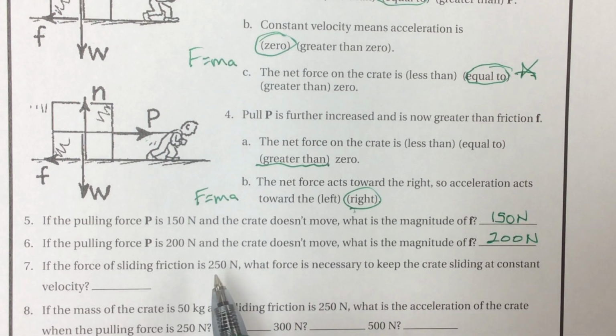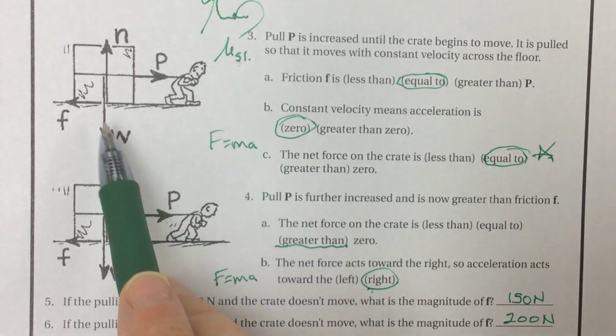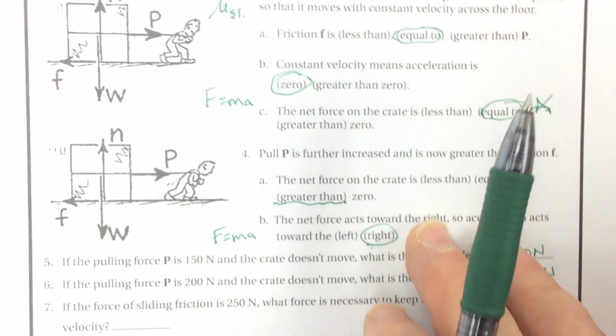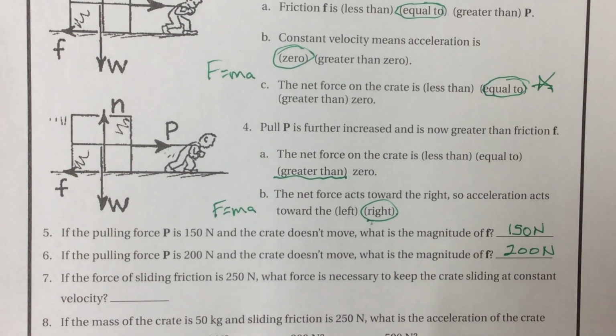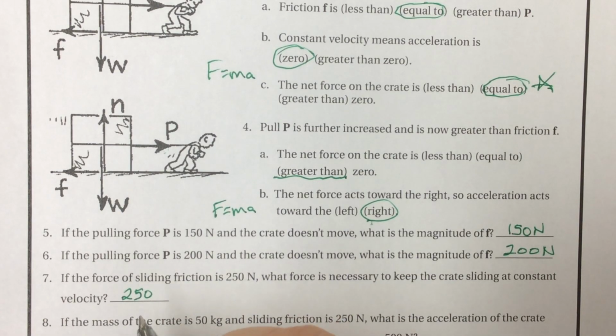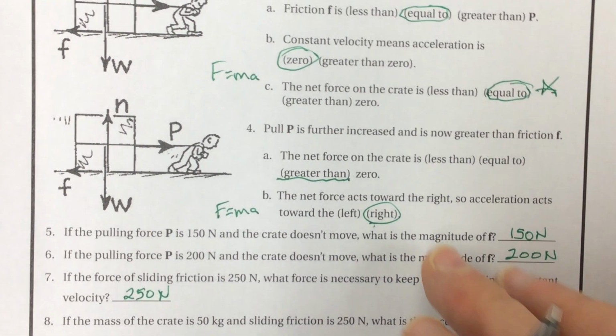If the force of sliding friction is 250, what force in newtons is necessary to keep the crate sliding at a constant velocity? I'll pause for effect. I hope you can answer this question. Once it's already moving, how much force do you need to keep it moving? If it's moving, you only need to overcome friction. So if friction is 250 to the left, then you're going to need 250 newtons to the right to keep it sliding, if it's already sliding.